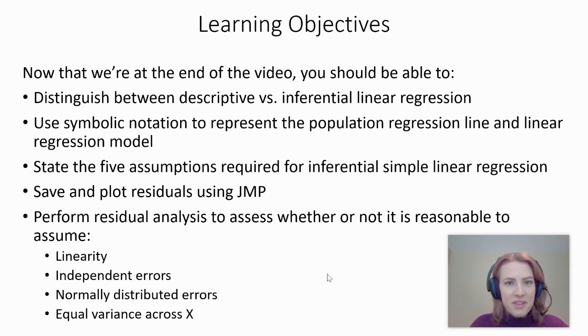All right, we'll see you in the next video, where we actually will get to make some population level inferences based on these assumptions that we've just made.